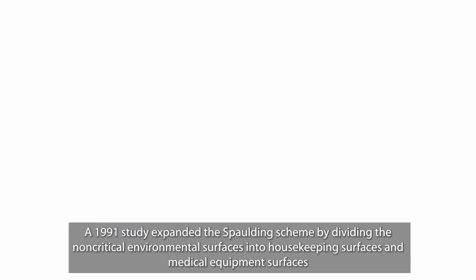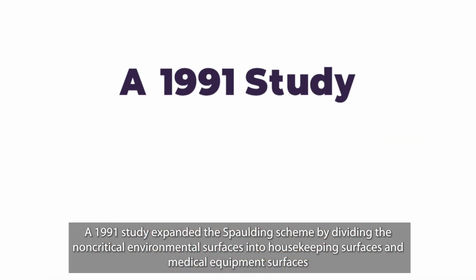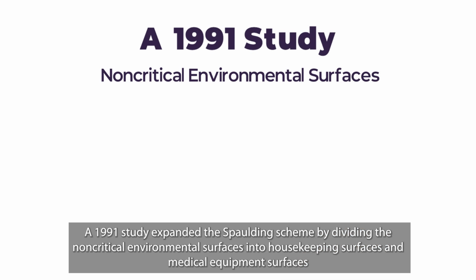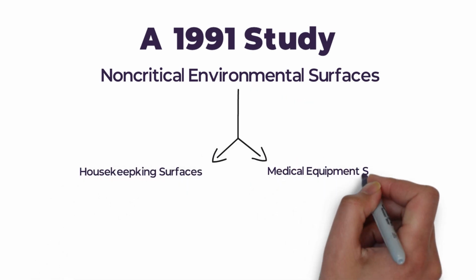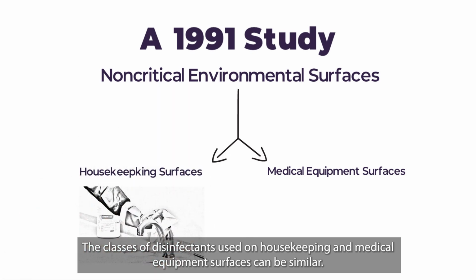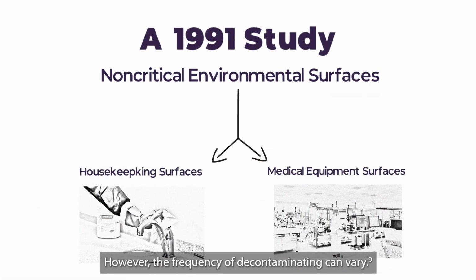A 1991 study expanded the Spaulding scheme by dividing the non-critical environmental surfaces into housekeeping surfaces and medical equipment surfaces. The classes of disinfectants used on housekeeping and medical equipment surfaces can be similar. However, the frequency of decontaminating can vary.